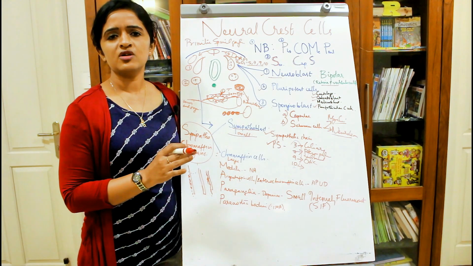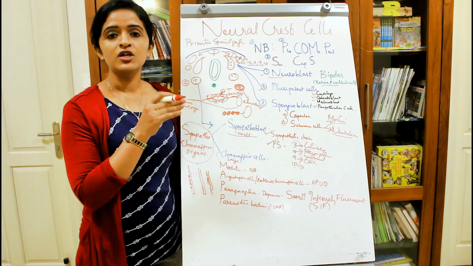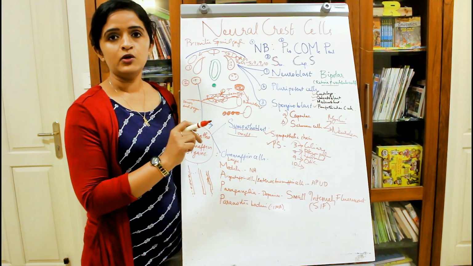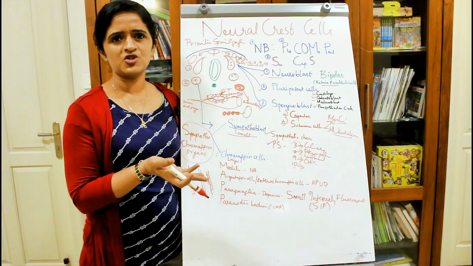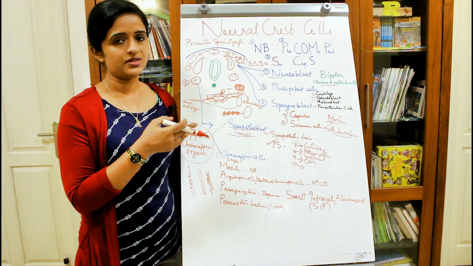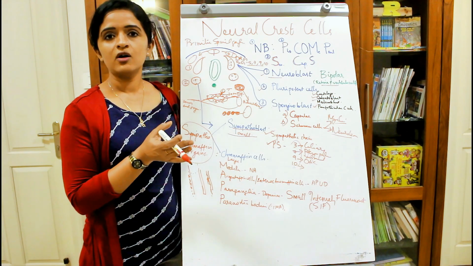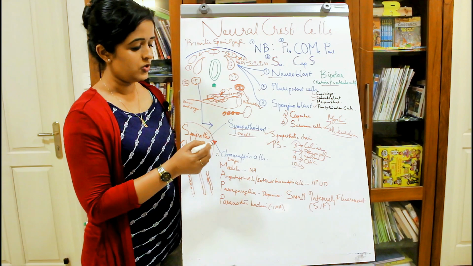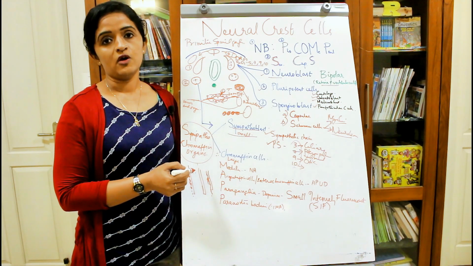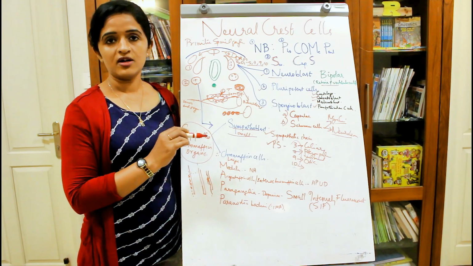A major portion of these chromaffin cells will go to the adrenal medulla. We know that the suprarenal glands or adrenal glands have a cortex and a medulla. You can see a session on the development of the adrenal glands, which I have done. These chromaffin cells move towards the medulla in order to form noradrenaline, so it is noradrenergic.